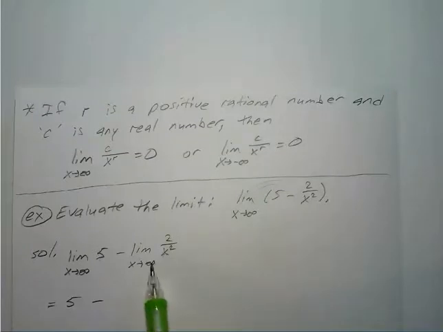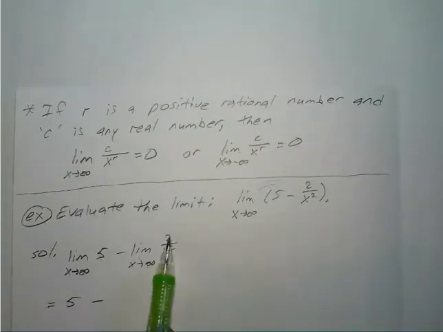What if x is now 1,000? What if x is 10,000? What if 100,000? What if it's a billion? What if x is a trillion now? x is getting bigger and bigger, so you have 2 over a trillion squared. Now it's not 0, but 2 over a trillion squared is really, really close to 0, and it's just going to keep getting closer.